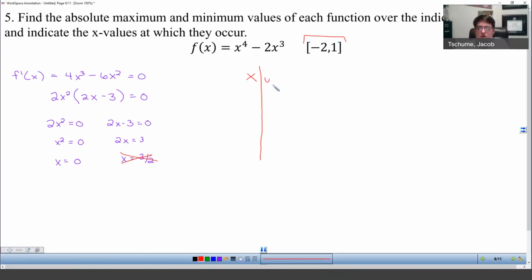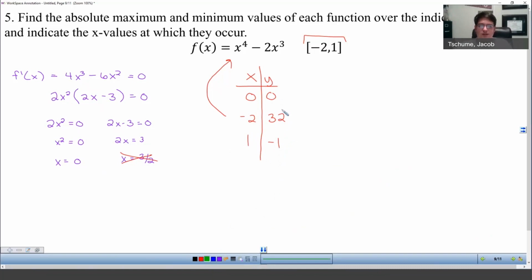I'm going to make my t-chart. The only critical value I'm checking is 0, and then I'm going to check my two endpoints, which are -2 and 1. I'm going to plug these three values back into the original function. If you plug 0 in, that's a pretty easy one to do. You're just going to get 0. If you plug -2 in, let me make sure I get this right, you get 32. And if you plug 1 in, you'll get -1.